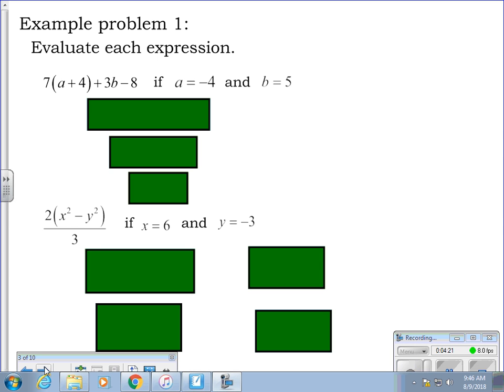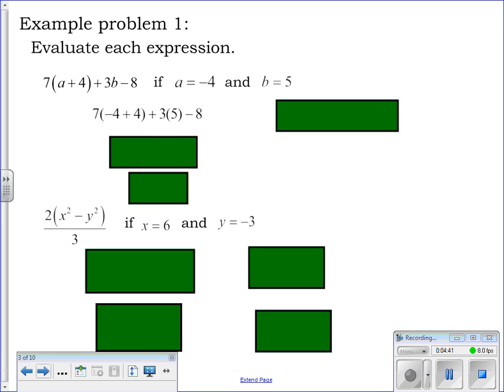Now, example number 1. Evaluate each expression. Okay? So, 7 times a plus 4 plus 3b minus 8, evaluated if a equals -4 and b equals 5. First step, plug in the numbers. Any time I have something I'm evaluating, a formula I'm using, first step, just plug in the numbers. No simplification until you plug the numbers in.